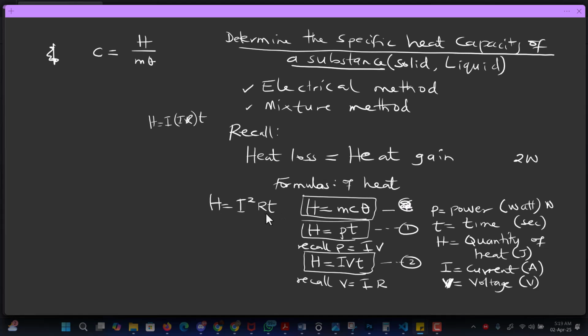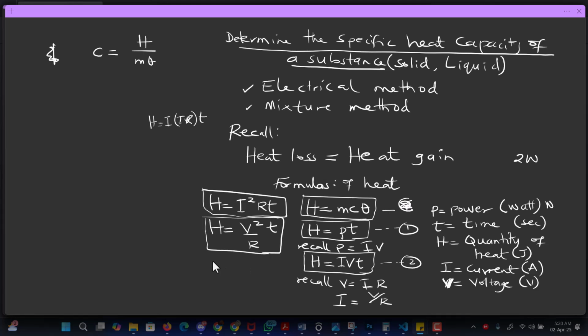There's one other formula that is still remaining. From Ohm's law, you can also make I the subject. If you make I the subject, you are going to have I equals V over R. So from this, I am going to obtain another formula: H is now equal to, where I have my I, I will replace it with V over R. And V over R, V times V will give me V squared over R, and T. So this is another formula.